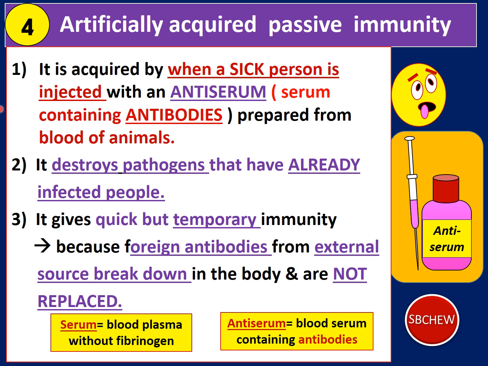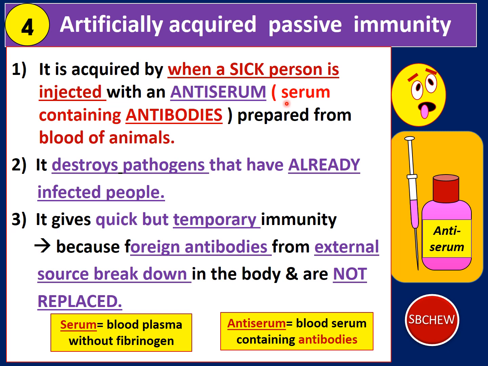So this type of injection is given to a sick person or a person who is suspected of having been infected with the pathogen. And the name of the substance that's injected is called antiserum, meaning serum containing antibodies. So the word antiserum actually means antibodies in the serum. Okay, and serum means blood plasma without fibrinogen.